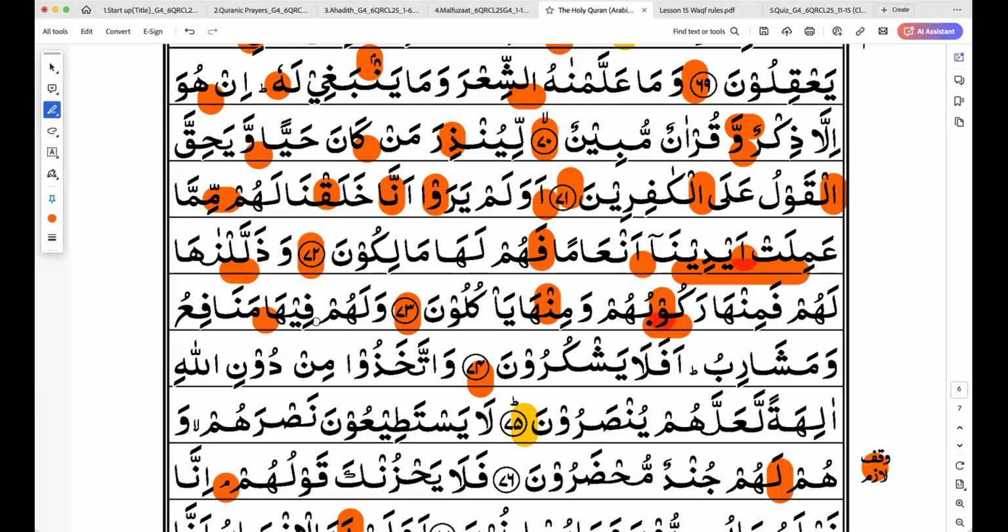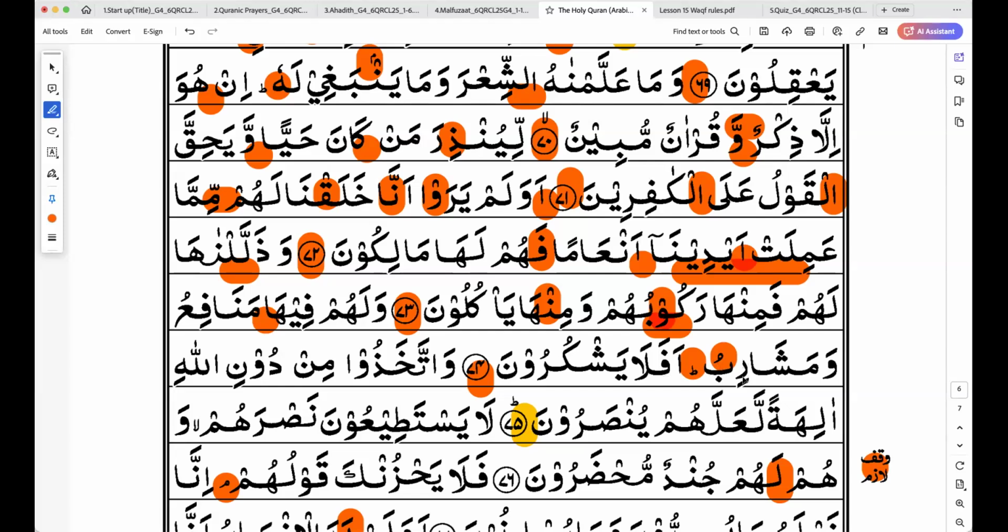And when you are stopping over here, why did you stop? Oh, because of the door sign. Yeah. We have to stop because of the door sign, so here it is better to stop. And when you're stopping, what would you do to the dhamma on the ba? Change it to a sakin, and this is a qalqala. Wamasharib. Excellent. So I think you forgot to do the qalqala as well over there, but you did the sukun, you changed the dhamma into the sukun. That's right.